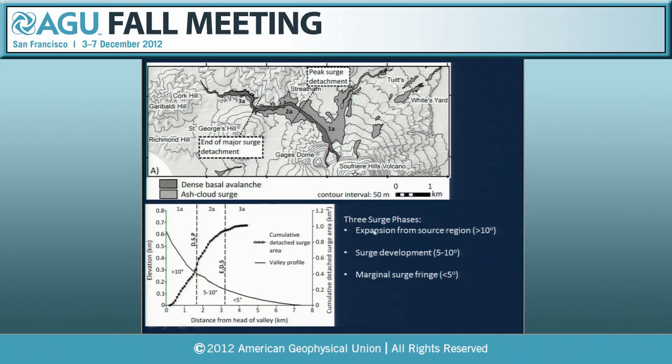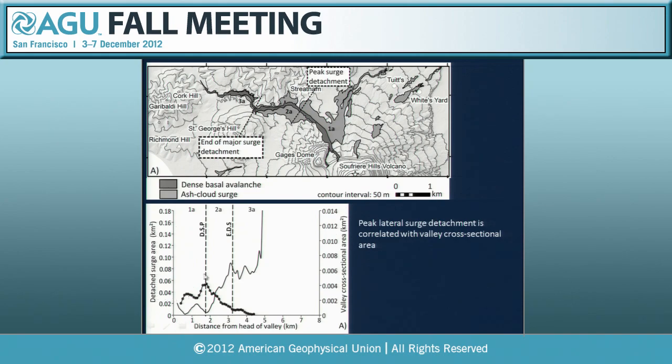And what we found is that there are three surge phases. In the proximal region where you have steep slopes, you have a pretty vigorous expansion from the source region. You have some peak surge detachment that is related to cross-sectional area, which I'll show in just a second. You have this area of surge development, and you have this area of a passive surge fringe in the distal areas.